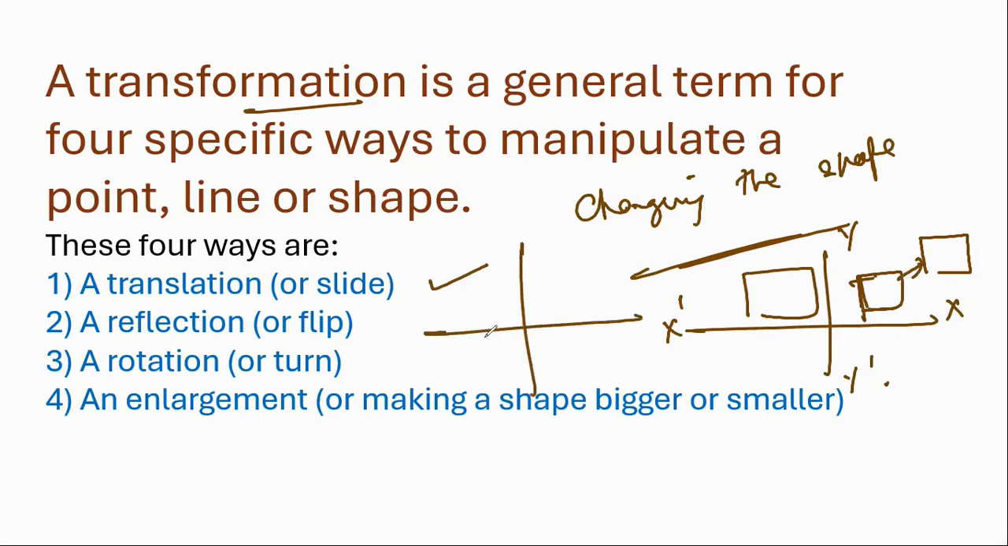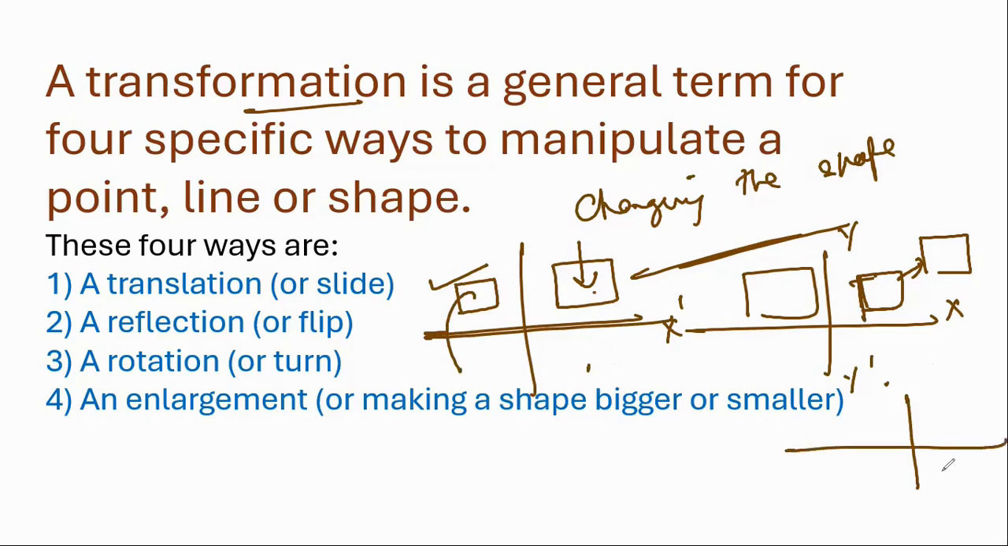Reflection means this is my original shape, and we can do the reflection either over the x-axis or over the y-axis. If over the x-axis, then this shape will go to this side. If the original shape is here and I transform the reflection over the x-axis, it will go here. But if the shape is reflected over the y-axis, for example the shape is here and this is my y-axis, then the shape will go here. That's called reflection, basically flipping.